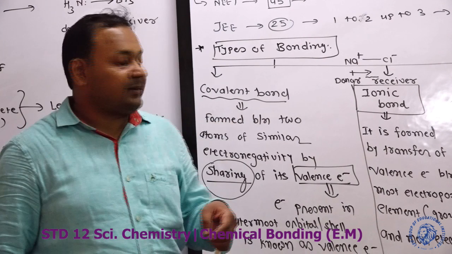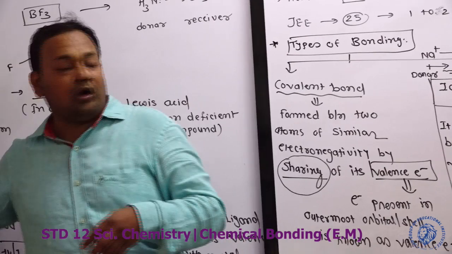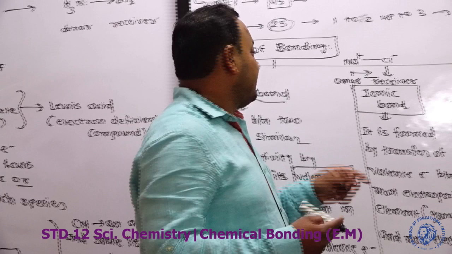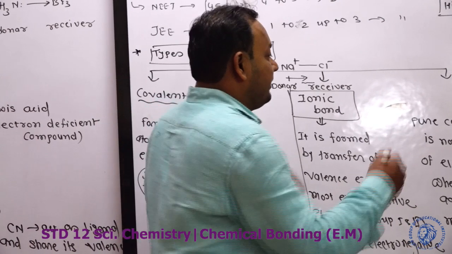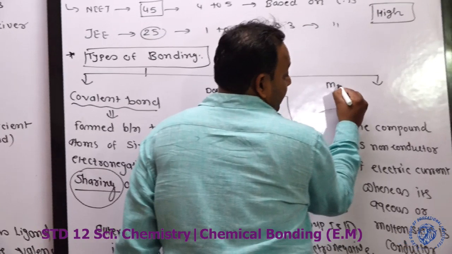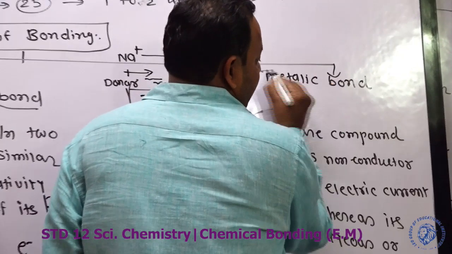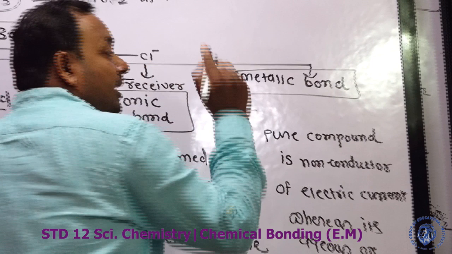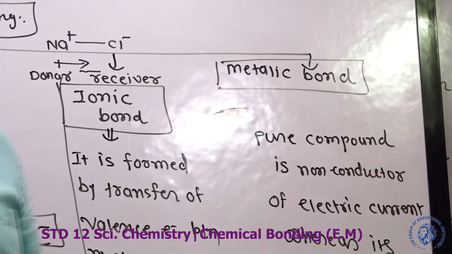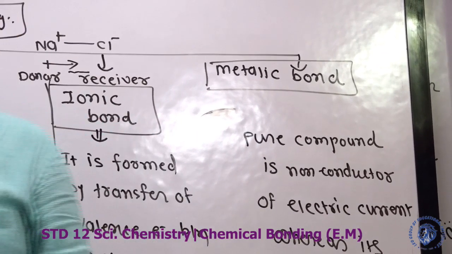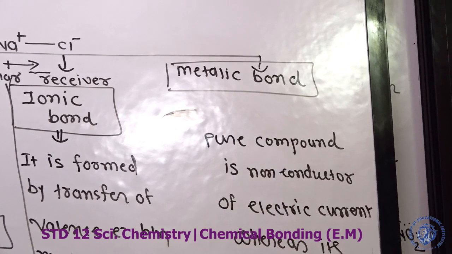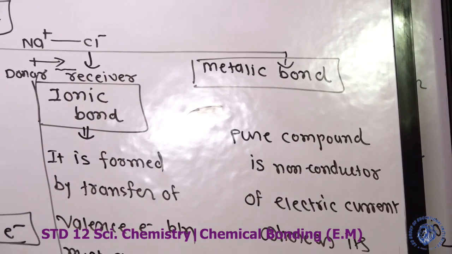After the ionic bond, the next category of bond formed between compounds, covalent bond, ionic bond, and third, the metallic bond. The third category of bond is called the metallic bond. A metallic bond is formed between metals. Here, positively charged kernels.